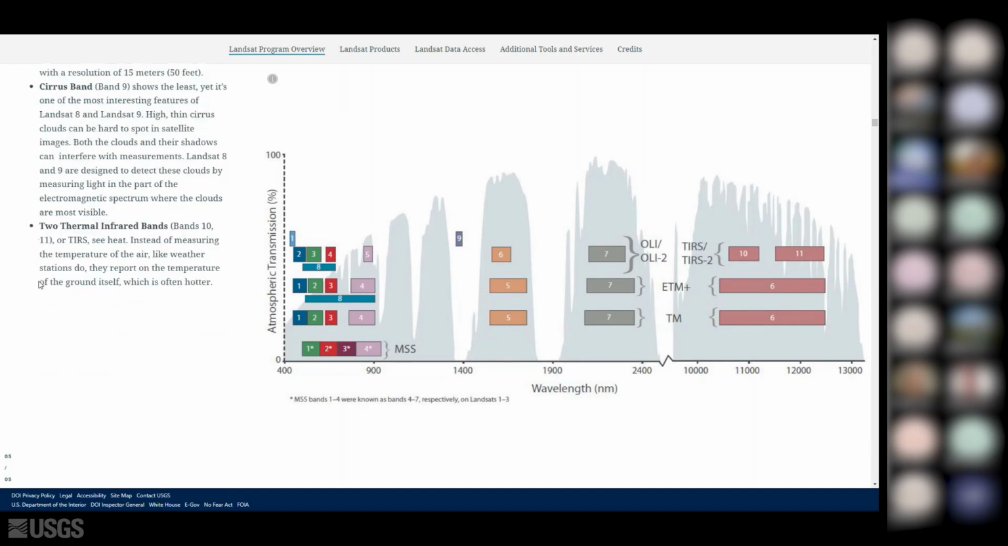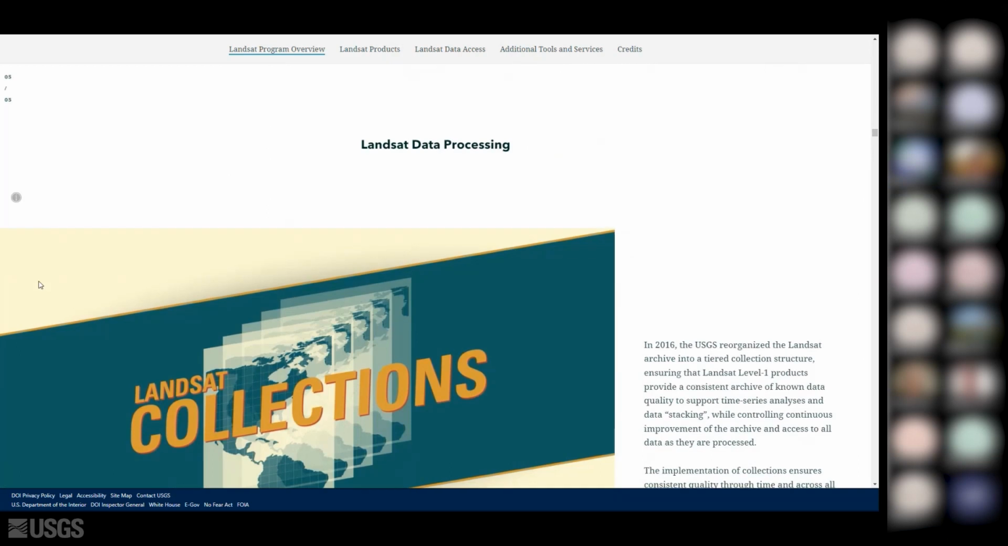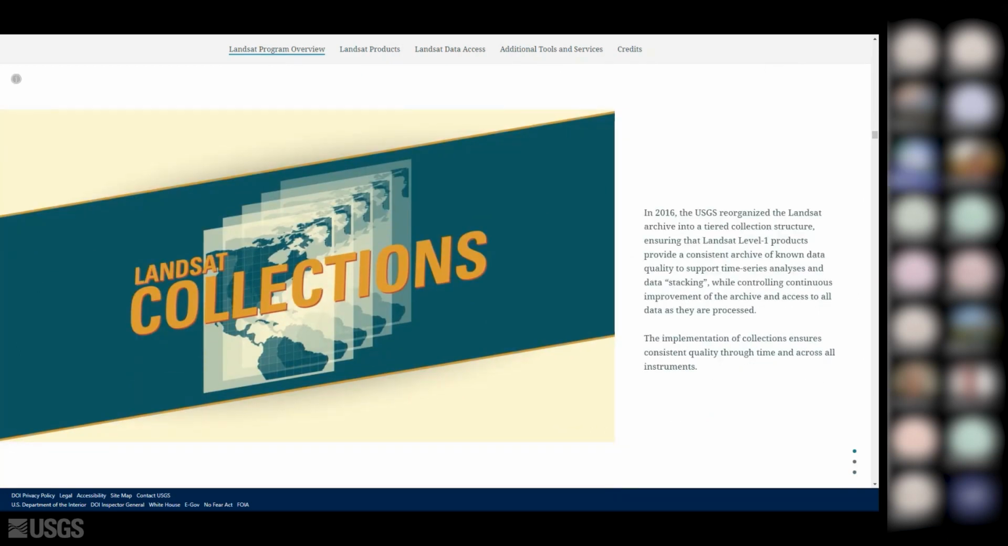So that is it for a mission overview. Now just to touch quickly on Landsat data processing. Back in 2016, the USGS did a major reorganization of the management and structure of the Landsat data archive into a tiered collection, so it's Landsat Collections. This change in structure helps ensure that Landsat data products provide a more consistent archive. That consistency then helps users more easily identify the quality of the data, which in turn better enables data stacking and scene comparison over time.